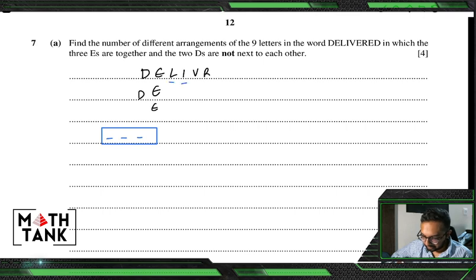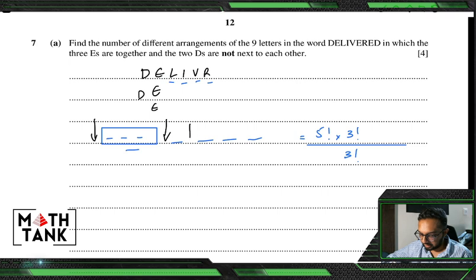So what I'm going to do is first write the other four, 1, 2, 3, 4, and then a dash underneath it. That gives me 5 factorial. I go into the box, that gives me 3 factorial. I'm going to divide by the identical ones. Let's just first write them down. And then the D's can step here, here, here, here, here, and here. So those are 6 places. So that becomes 6C2 into 2 factorial. They're also identical, so divided by another 2 factorial.